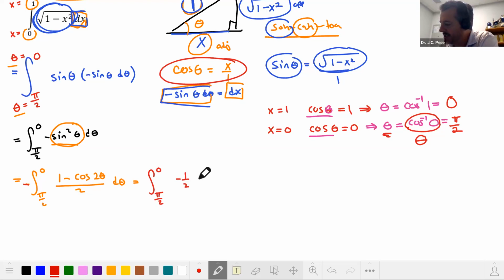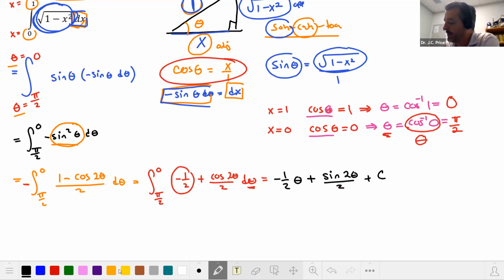And then a minus will be a plus cosine of 2 theta, all divided by 2 d theta. And now I'm going to integrate this. So I can integrate negative 1/2. And remember, I'm integrating with respect to theta. So what I'm going to get here is negative 1/2 theta, and then plus, my guess would be sine of 2 theta divided by 2. I'll put plus c here.